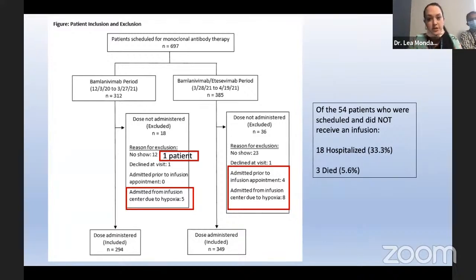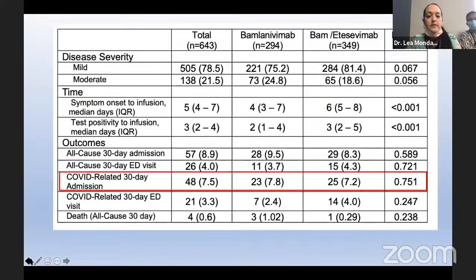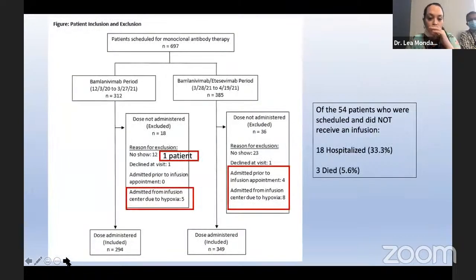Of those 54 patients who were eligible and who were scheduled to come to our clinic, but they did not get the infusion, 18 of them ended up being hospitalized, which is over 30%, and actually 3 of them died. So you can see how those numbers are much higher than these numbers in our group, where we only had 4 patients die, and only 7.5% hospitalized. So again, although this isn't powered statistically to be a true control group, it's something important to keep in mind that is in line with what those other real world trials in Chicago and Pittsburgh have seen.